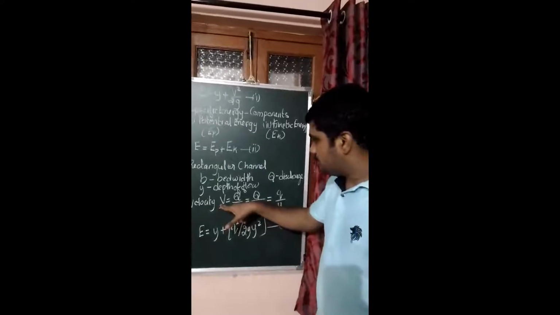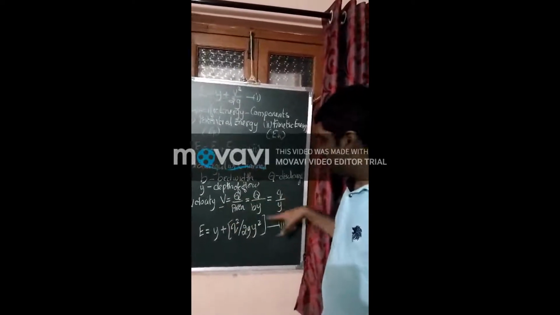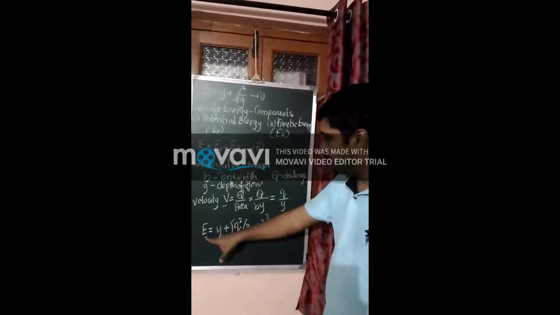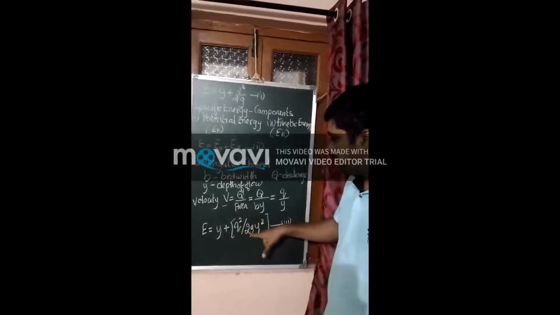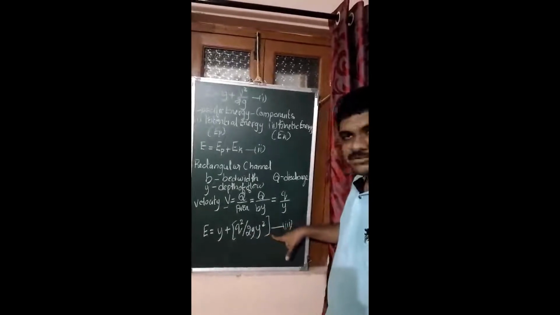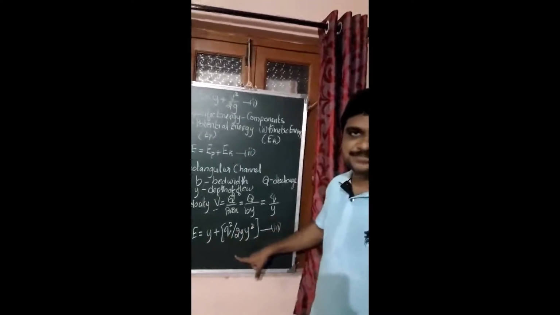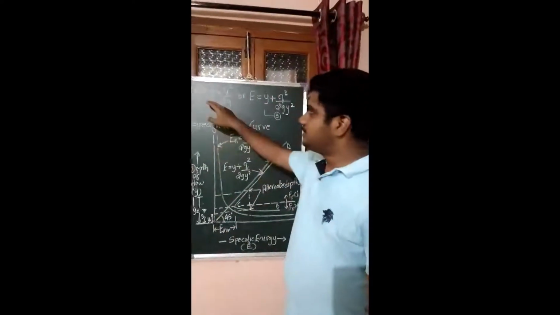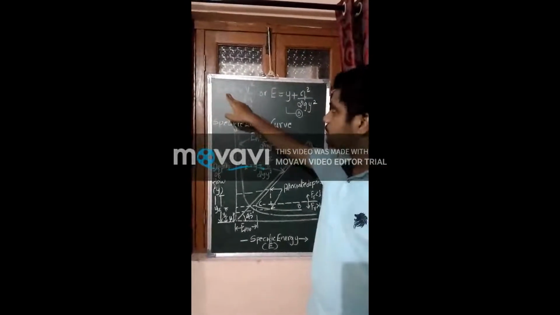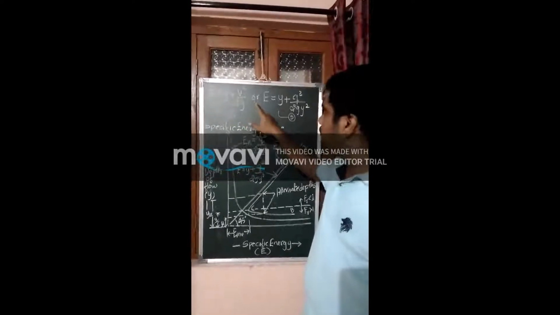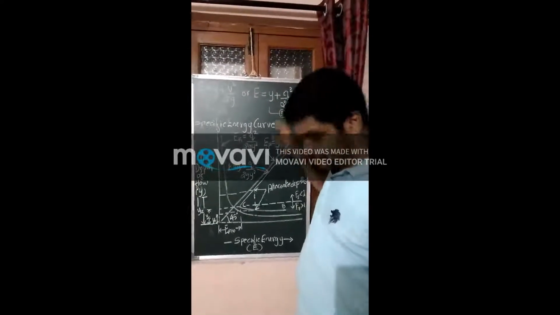Now, the value of V which is given by q by Y, we can replace in equation 1 as specific energy E is equals to Y plus q square divided by 2G Y square. So, this equation 3 is also an equation for specific energy. As I have said, specific energy can be represented in the form of two equations. Specific energy E is equals to Y plus V square by 2G, or specific energy E is equals to Y plus q square divided by 2G Y square.